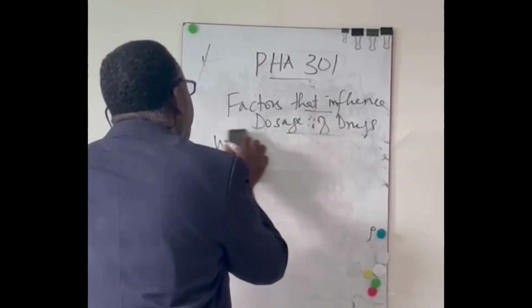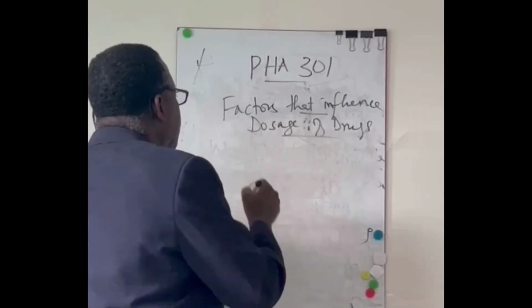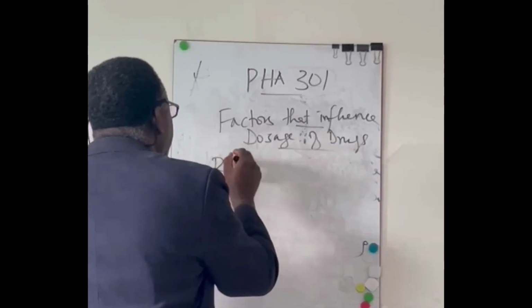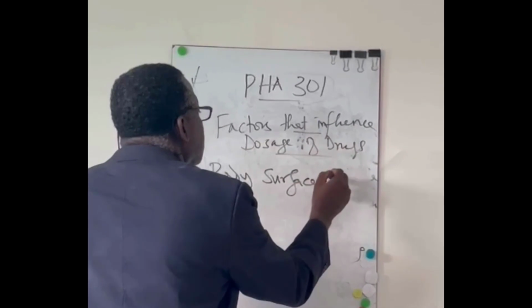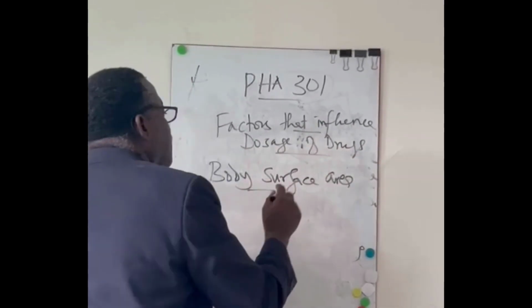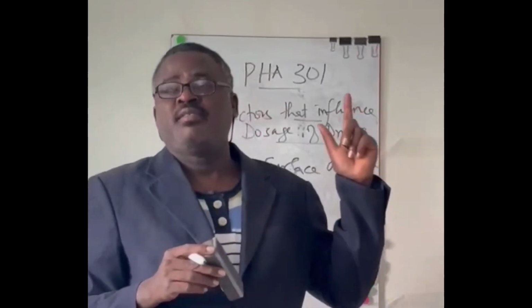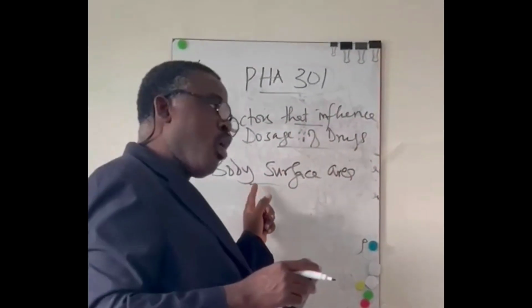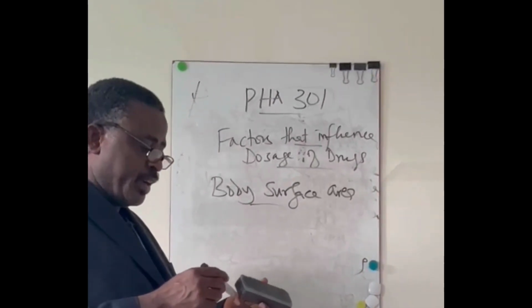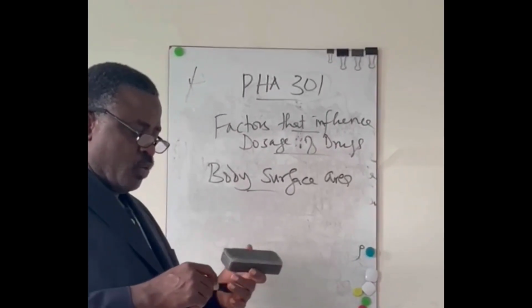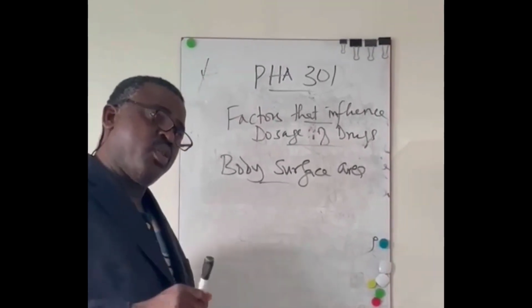The third factor that we consider here is body surface area. Age is widely accepted by physicians worldwide, because they believe it has an issue. I will tell you the issue it has. Weight also has issues. I will tell you the issue it has.